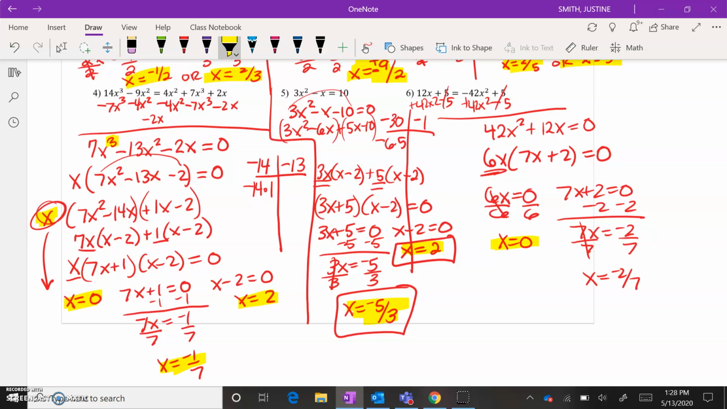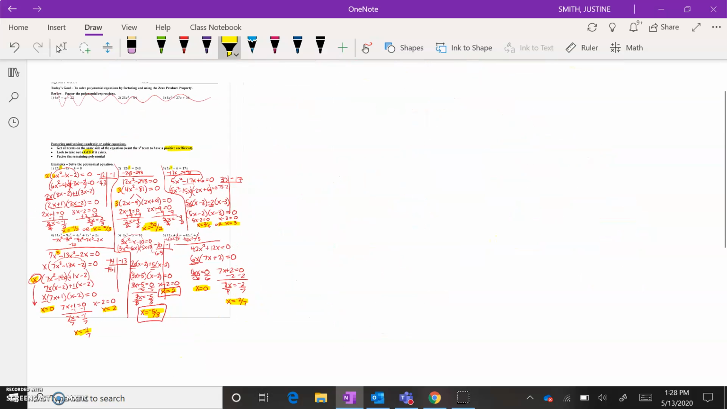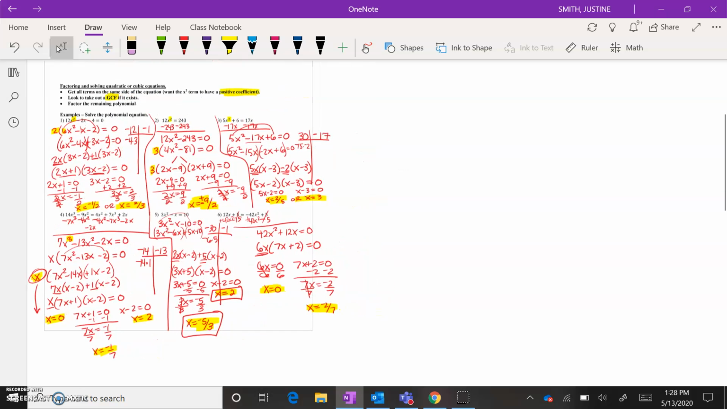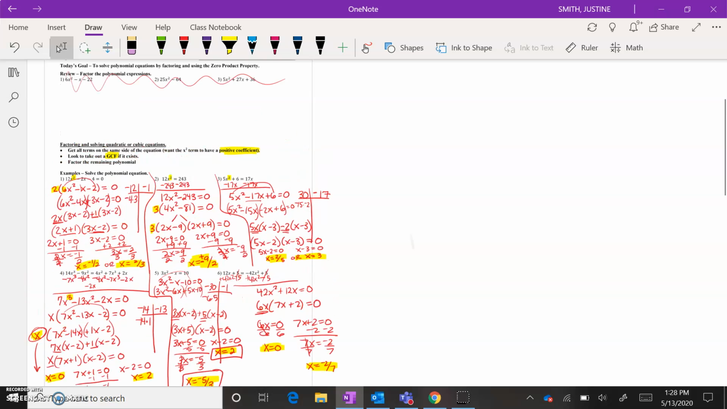All right. So factoring and solving. Pretty awesome. So make sure if there was anything that you guys had questions on, put a star next to it and we can go over it in our live group session tomorrow.